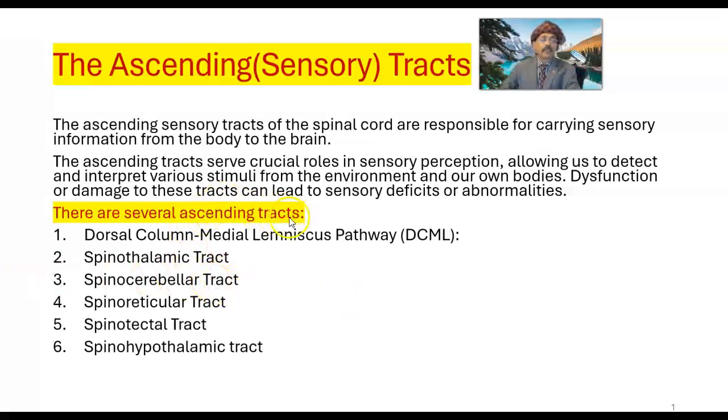There are several ascending tracts. Number one, the dorsal column, also called the medial lemniscus pathway, DCML. The spinothalamic tract, from the spine to the thalamus of the brain. The spinocerebellar tract, from the spine to the cerebellum. The spinoreticular tract, from the spine to the reticular formation, which is mostly formed in the upper part of the spinal cord and brain stem. The spinotectal tract, again from the spine to the tectum, part of the brain around the periaqueductal area of the midbrain. The spinohypothalamic tract, from the spine to the hypothalamus of the brain. So there are several ascending tracts.